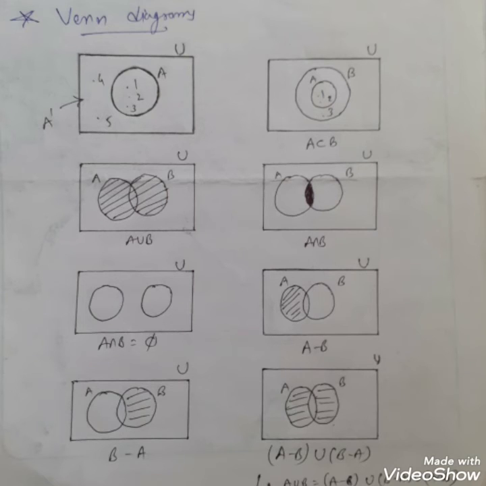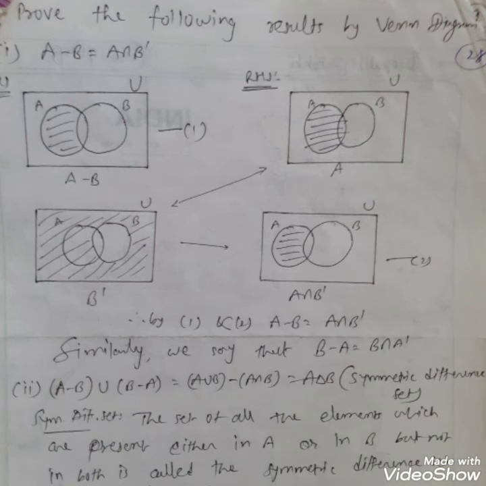Then the last diagram shows that the elements are present only in A and B but they are not present in the intersection of both, means here we say that they are present either in A or in B but not in both. So they are present in the union of two sets but not in the intersection of two sets, that is the symmetric difference set of A and B.